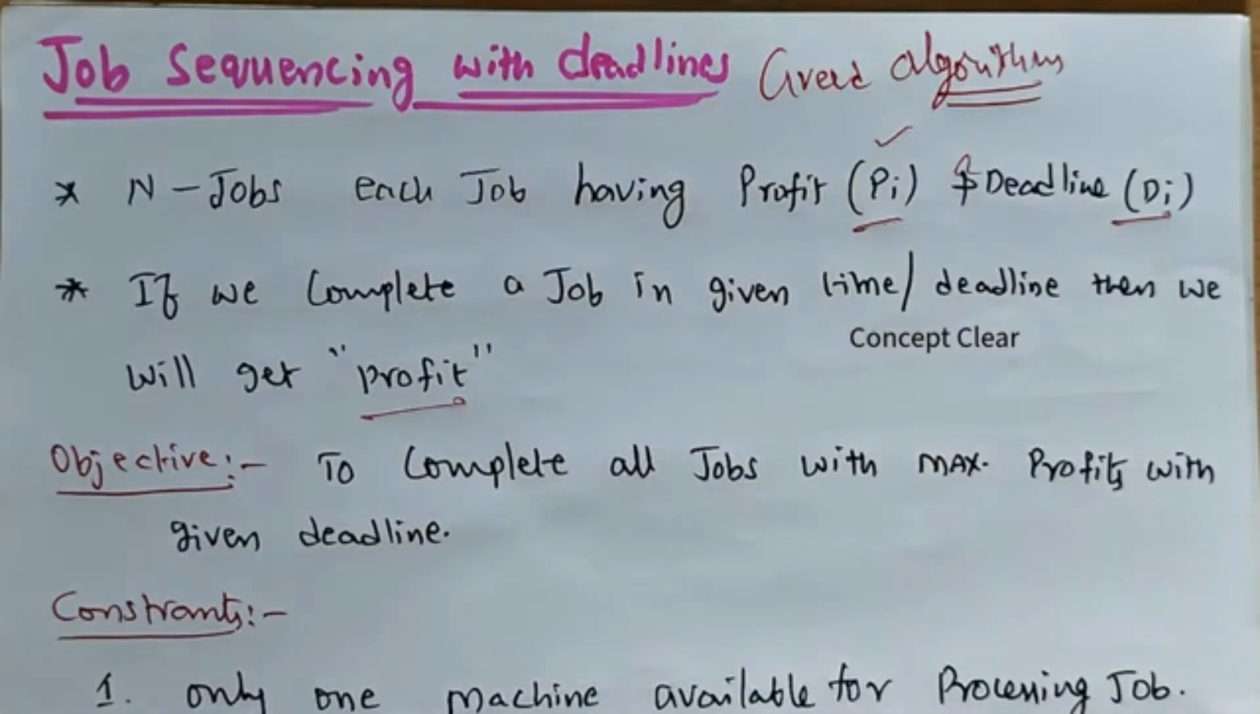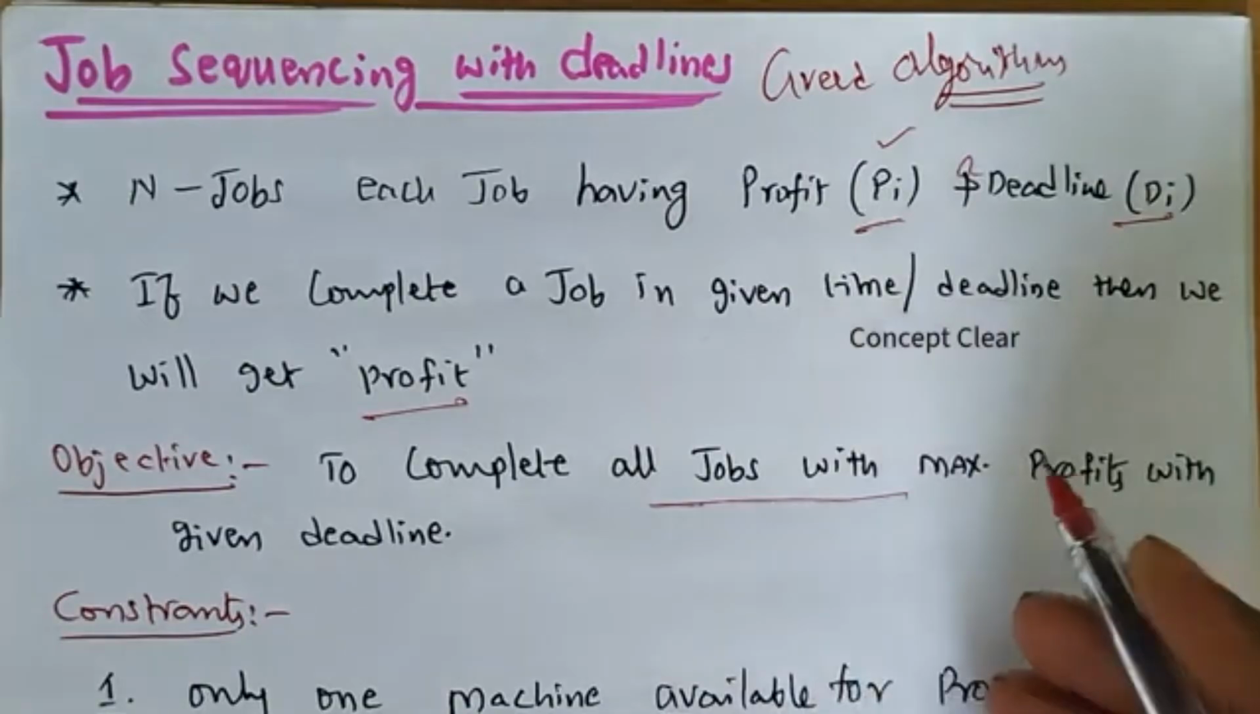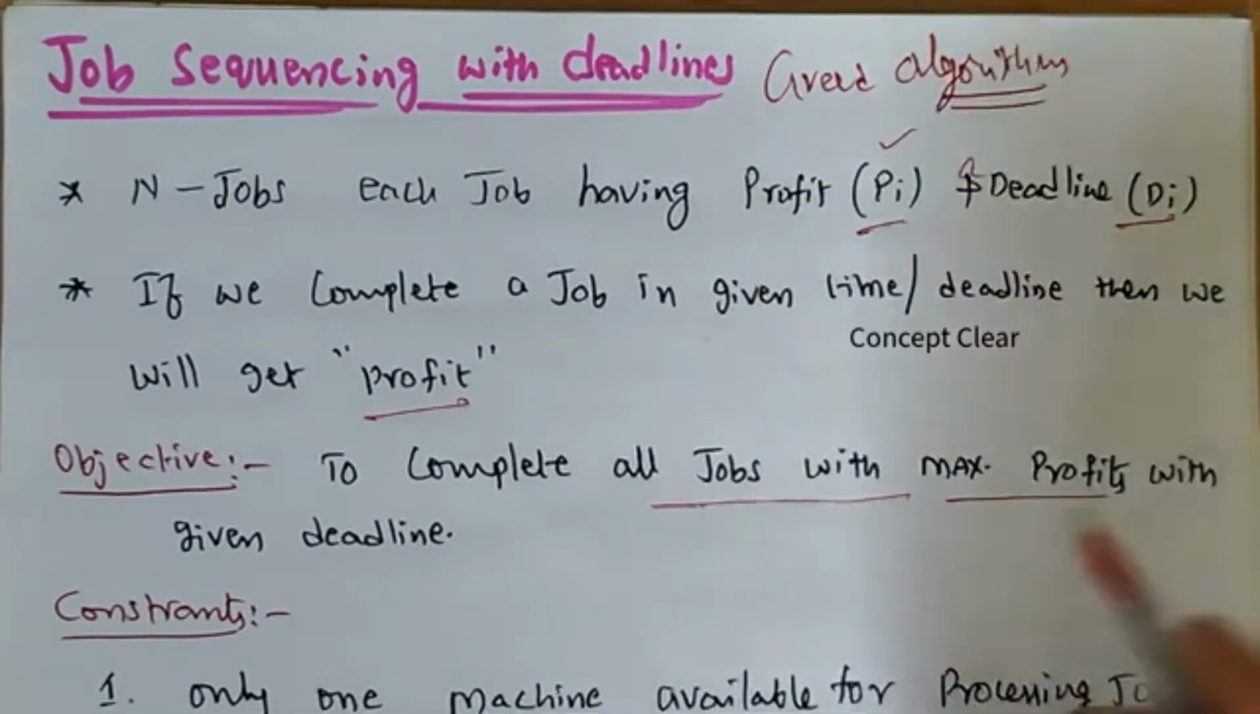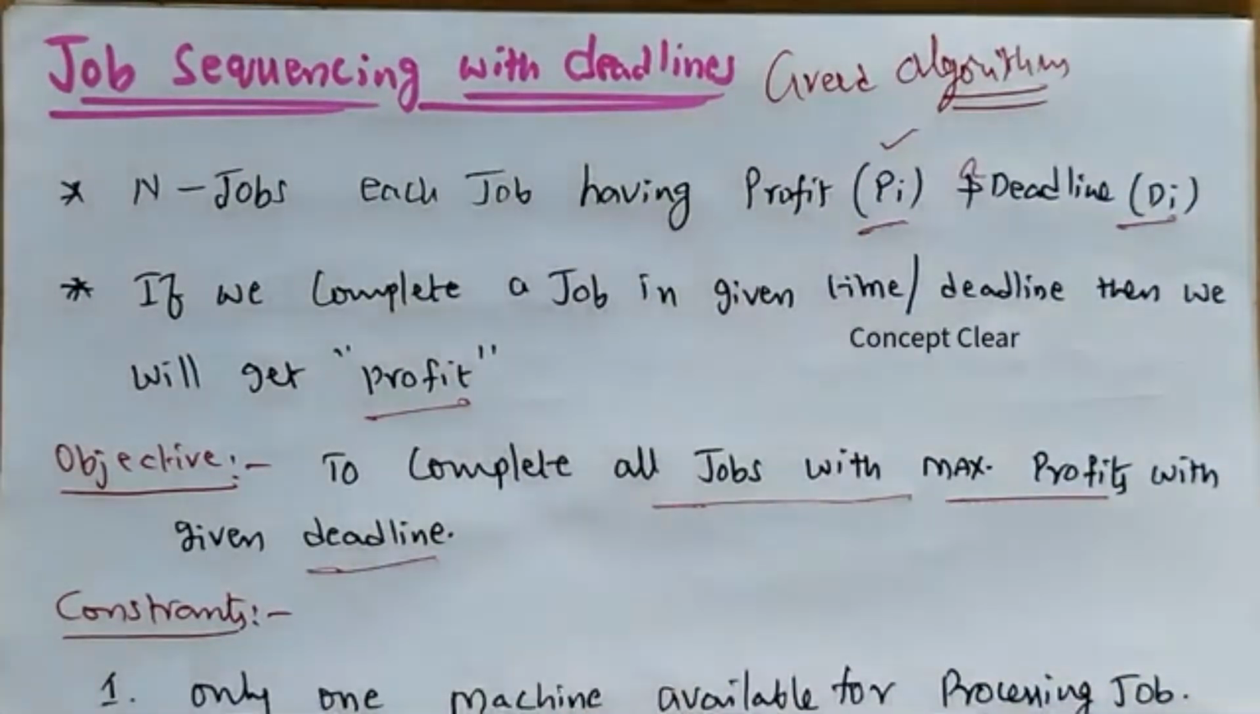What is the main objective here? The main objective is to complete all the jobs with maximum profit within a given deadline. We have to complete all the jobs' execution to get maximum profit within a given deadline.